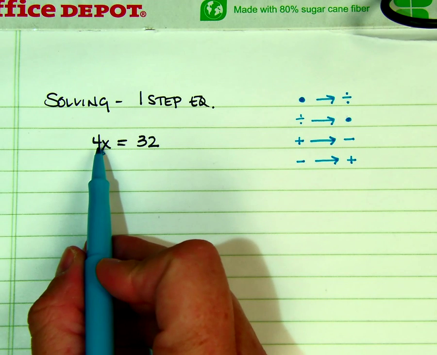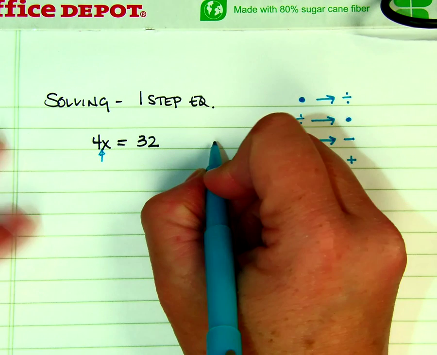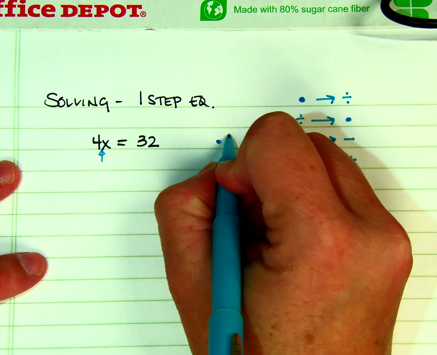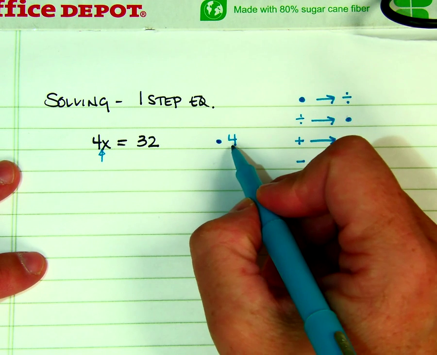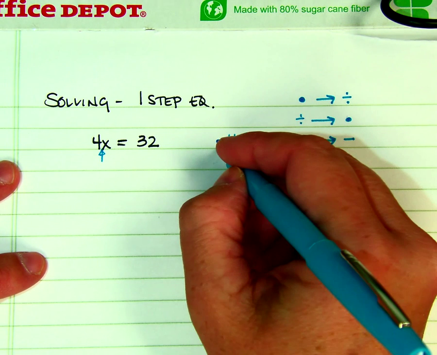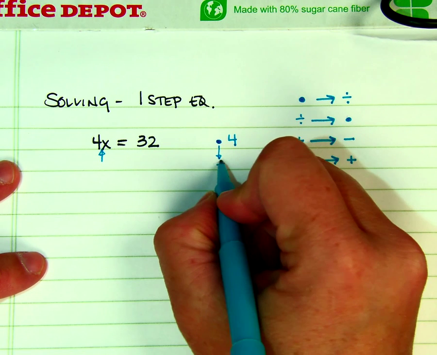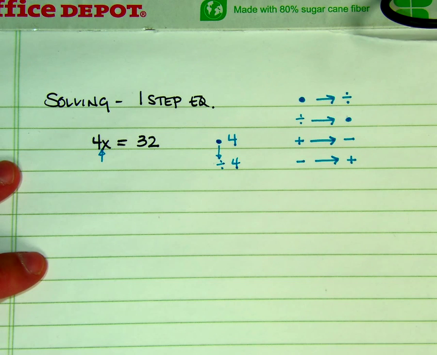So right now we are multiplying by 4. I'm just going to make a little note here that I am multiplying by 4. The number does not change. It is the operation that changes. So to undo it, I need to divide both sides by 4.